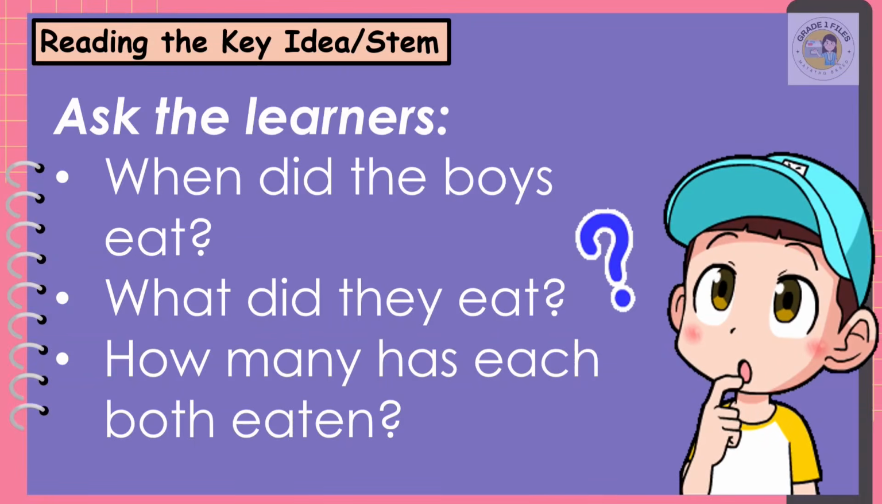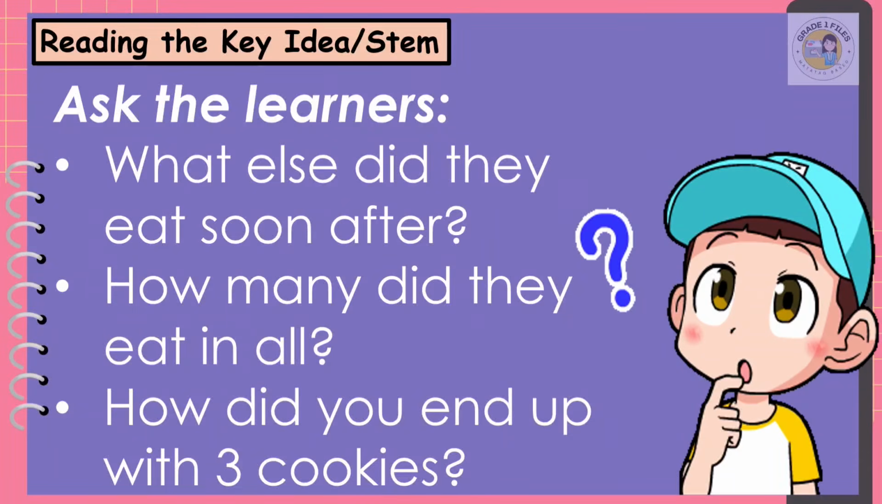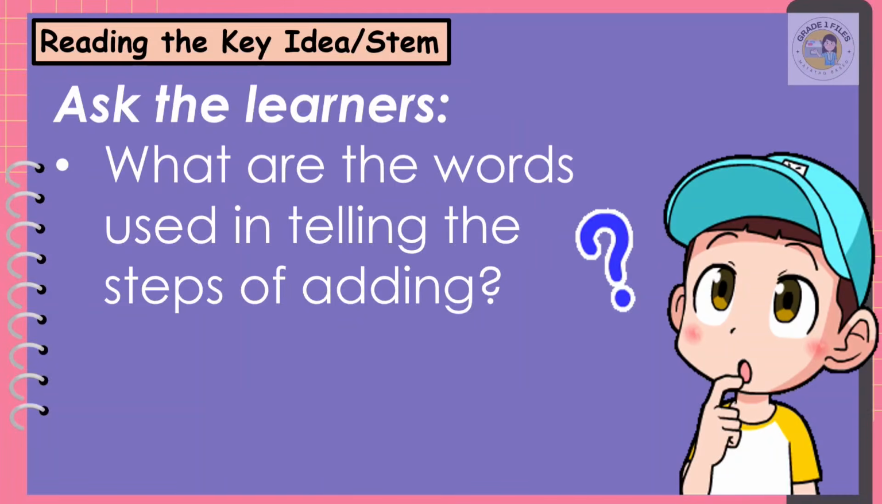Now students, when did the boys eat? What did they eat? And how many has each of them eaten? What else did they eat soon after? How many did they eat in all? And how did you end up with 3 cookies? Additionally, what are the words used in telling the steps of adding?